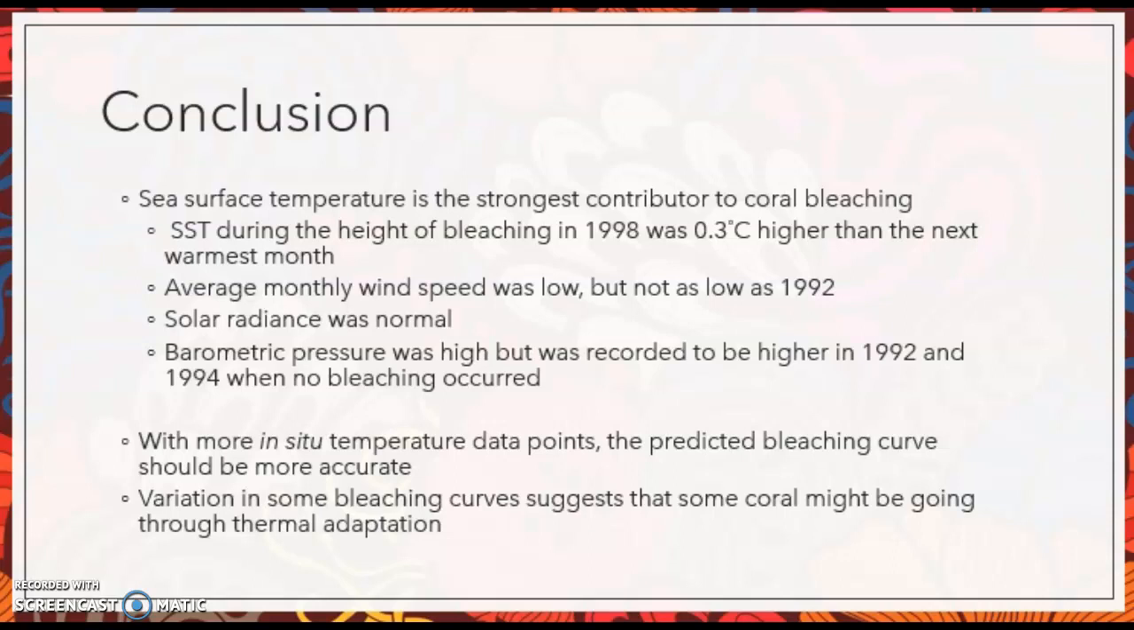Variation in some bleaching curves could suggest that some coral are going through thermal adaptation, but there's not enough data to confirm that yet. And with more on-site temperature data points, we can predict a more reliable bleaching curve.